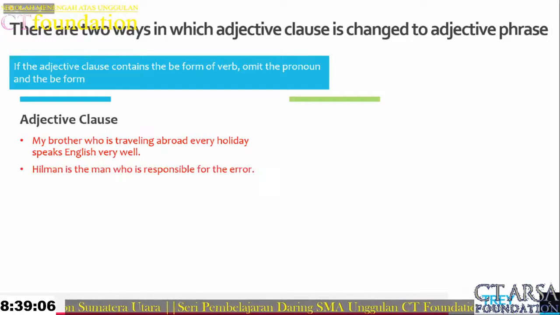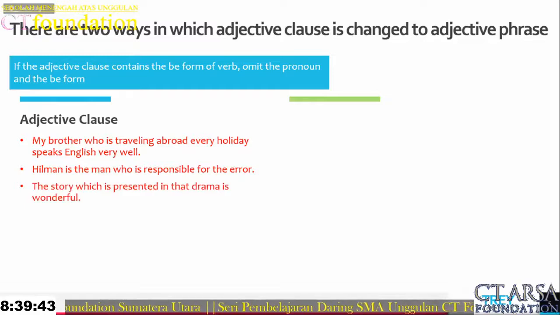Okay, so number two, Hillman is the man who is responsible for the error. Do you find the adjective clause here? What is the adjective clause here? Who is responsible for the error. That's right. So what is the relative pronoun here? Who, and then do you find be there? Is. That's right. Number three, the story which is presented in that drama is wonderful.